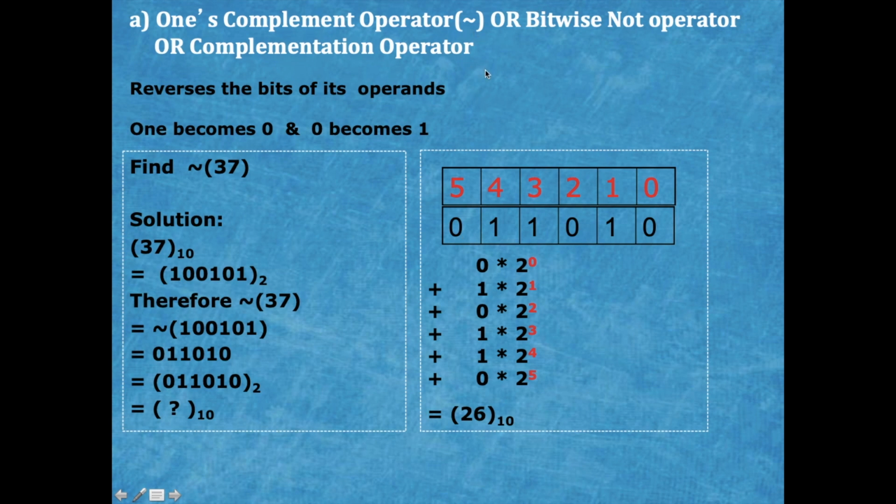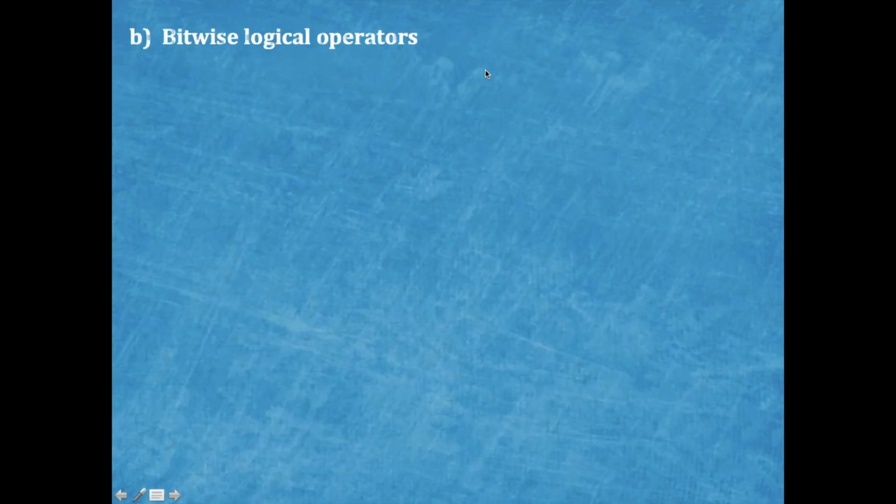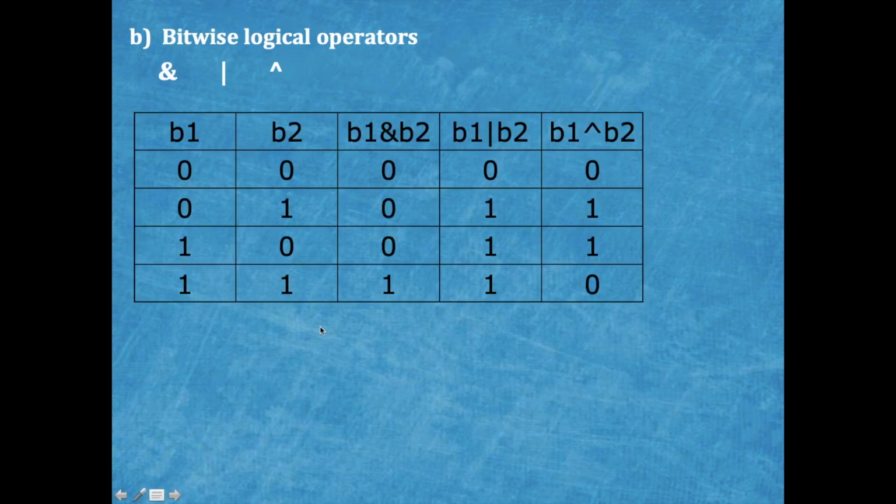Now let's go to the next category of bitwise operators, that is bitwise logical operators. We have three bitwise logical operators: logical AND, logical OR and logical XOR, the full form being exclusive OR. Let's see a table which shows us the working of these operators. Over here we have bit 1 and over here we have bit 2. In the next three columns you see the result of these operations. Let's start with bitwise logical AND first.